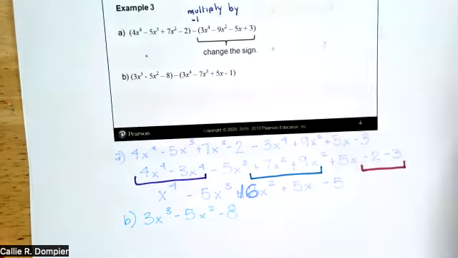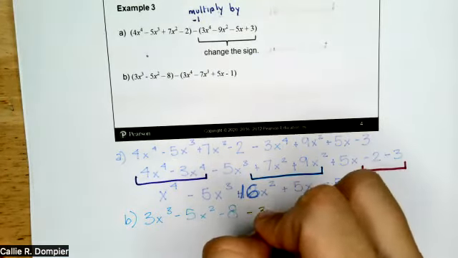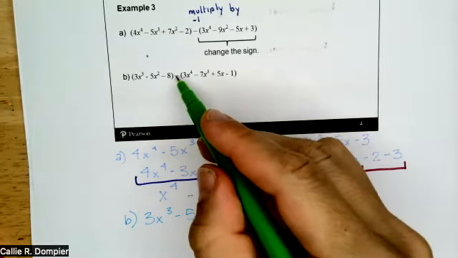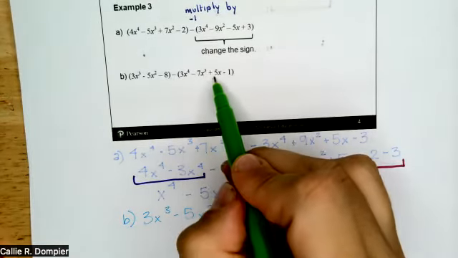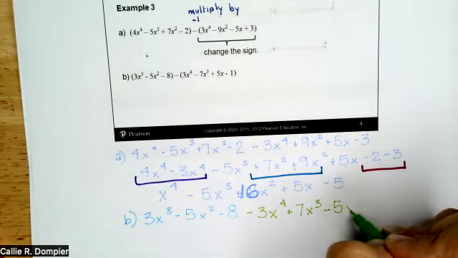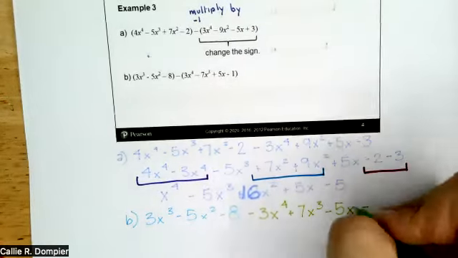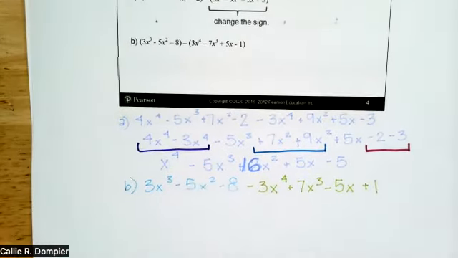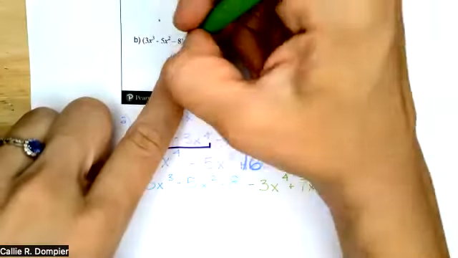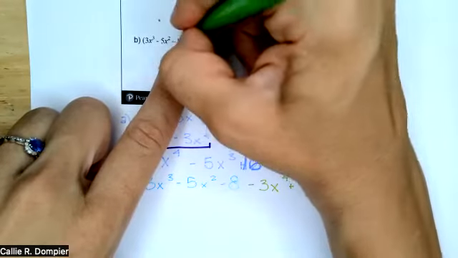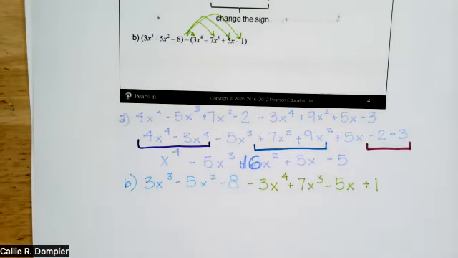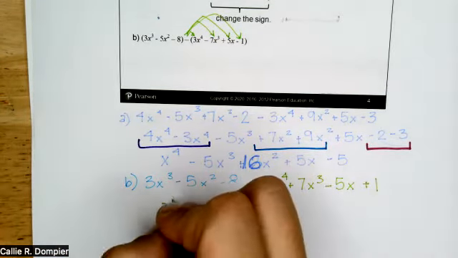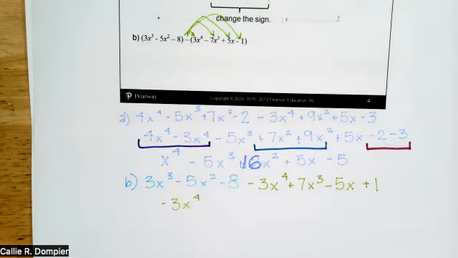That positive 3x to the fourth is going to be multiplied by a negative 1, so it's going to be minus 3x to the fourth. You're going to take a negative 1 and multiply it by the negative 7, so I'm going to get a positive 7x to the third. Negative times a positive is a negative 5x. Negative times a negative 1 gives me a positive 1. So that has been distributed. We distributed that negative to the 3, the negative 7, the positive 5, and the negative 1. Now we can combine, oh, sorry, put it in order. Negative 3x to the fourth is what I'm starting with because it's the biggest exponent.